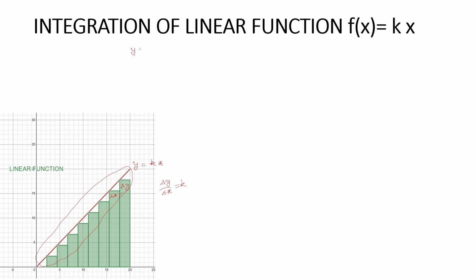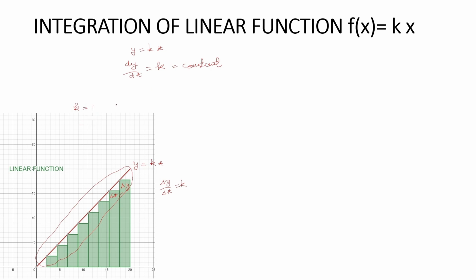So first, our curve is y is equal to kx. So dy by dx, we have it as k, and k is constant for our case. And we can consider three different cases of k. So the first case is k is equal to 1.